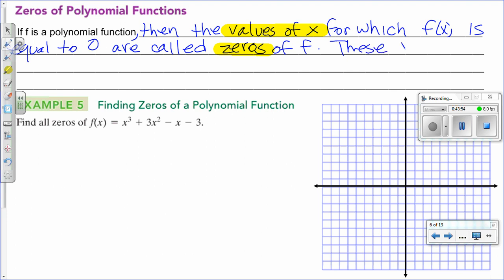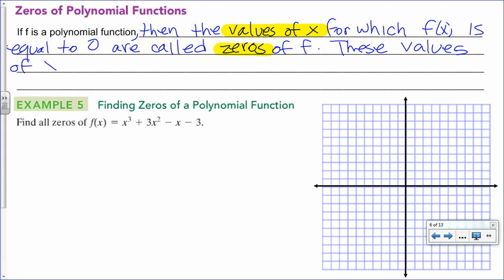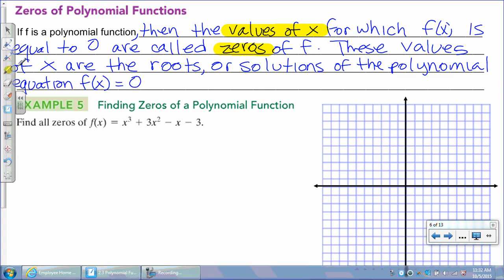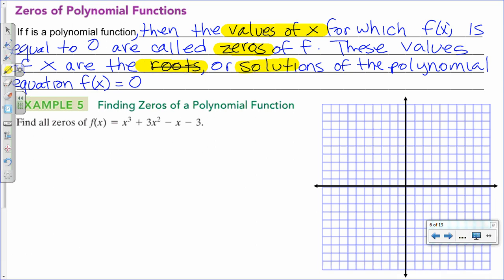Also, the values of x are the roots or solutions of the polynomial equation f of x is equal to 0. So again, roots and solutions. And those are the solutions to the equation f of x is equal to 0. So here what we're saying is that the y value is equal to 0, right?